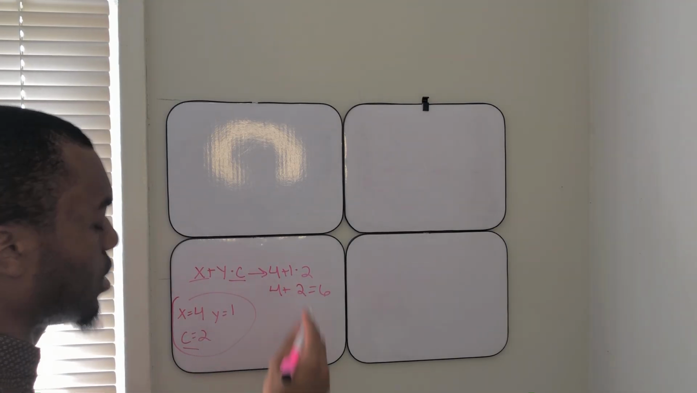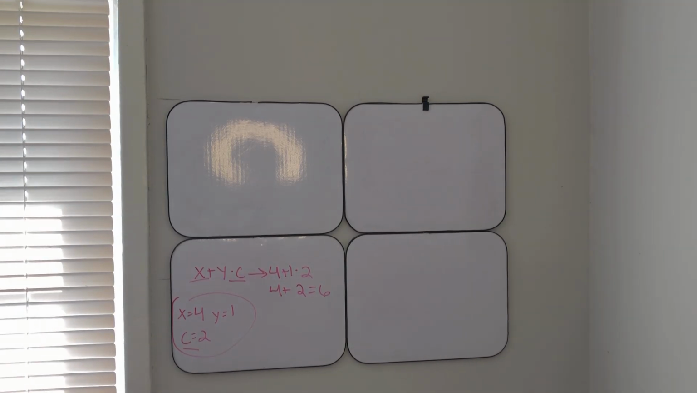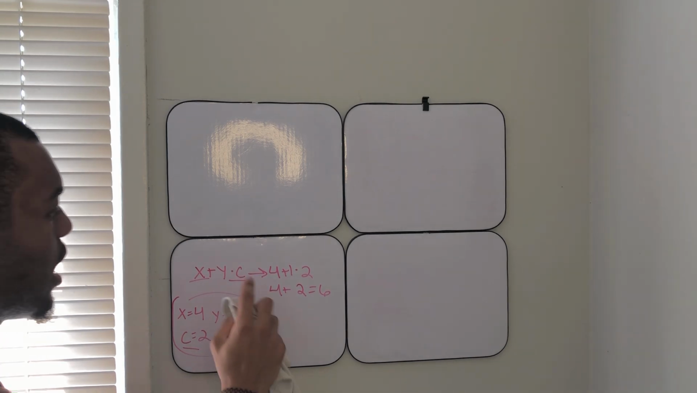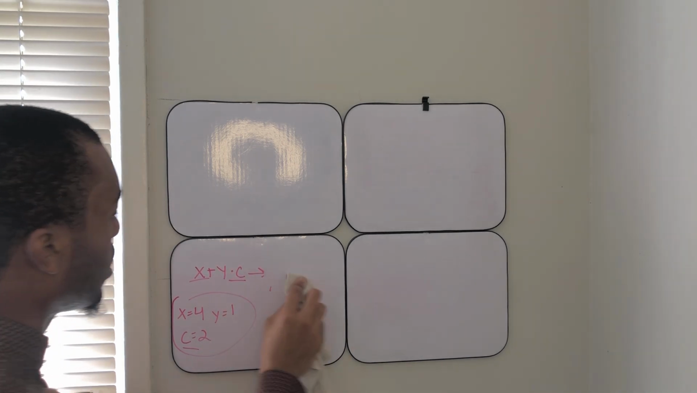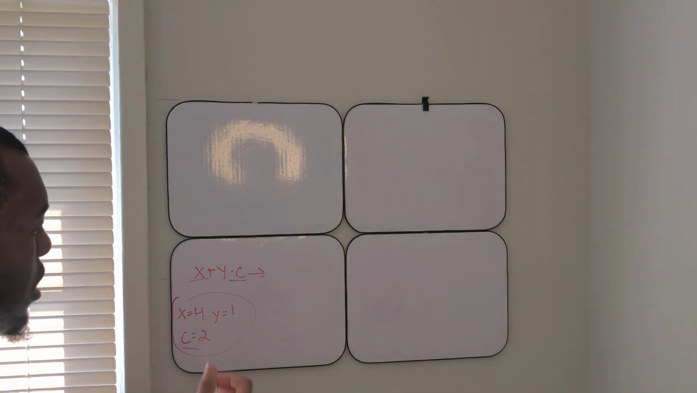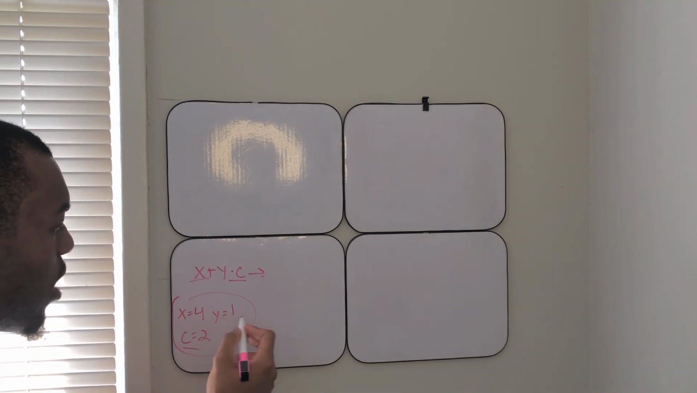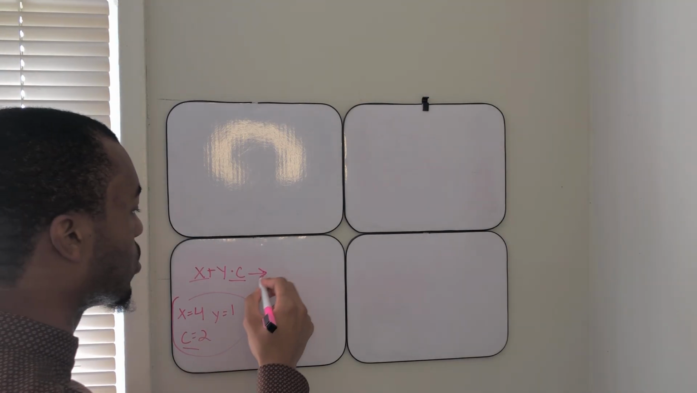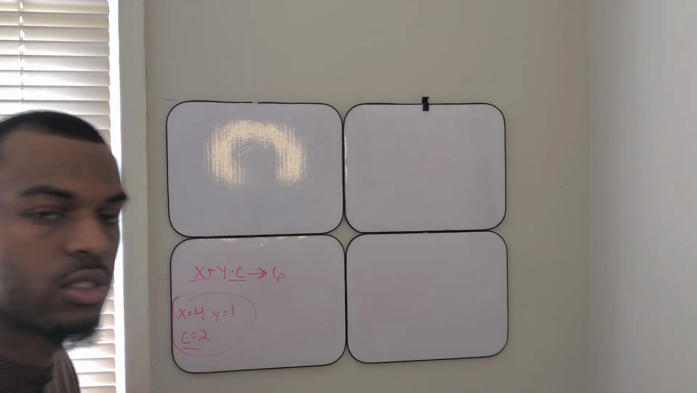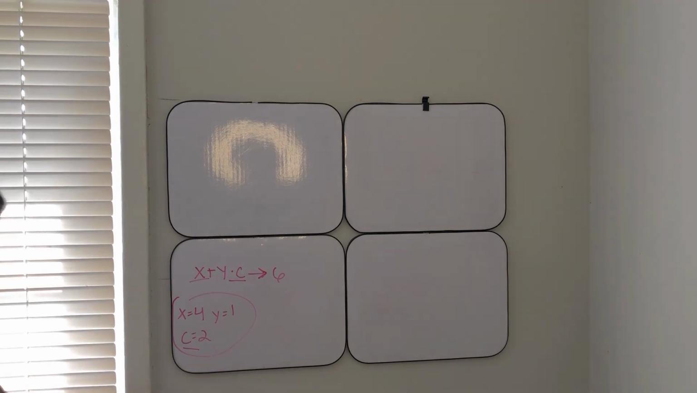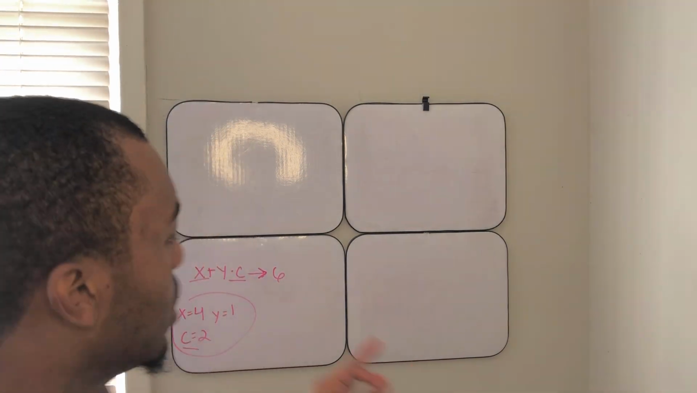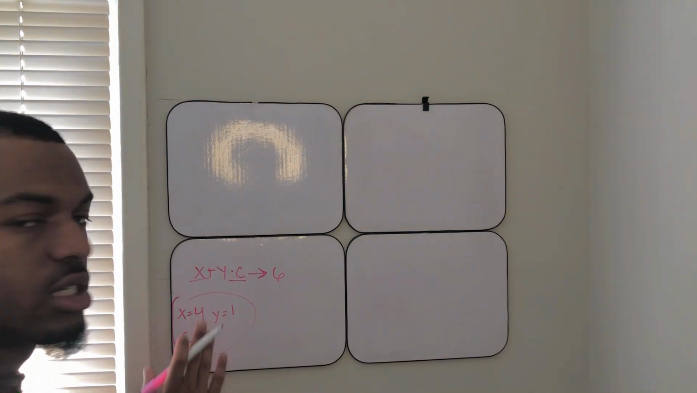So x plus y times c, when x is 4 and y is 1 and c is 2, equals 6. But I just want to make a real quick point: it only equals 6 with this set of values.